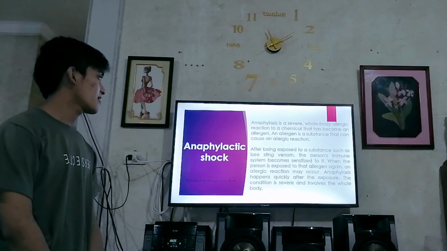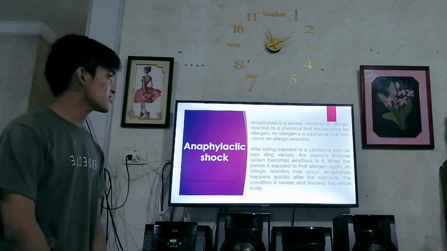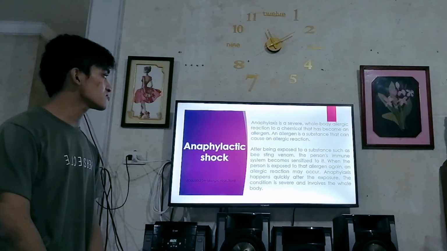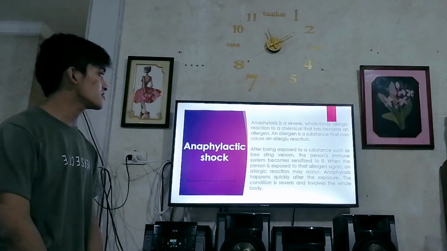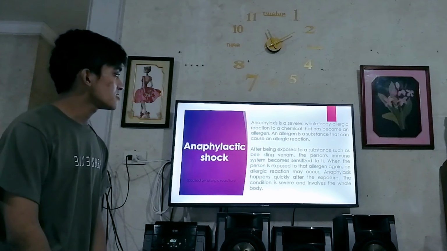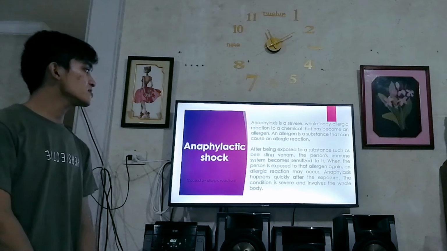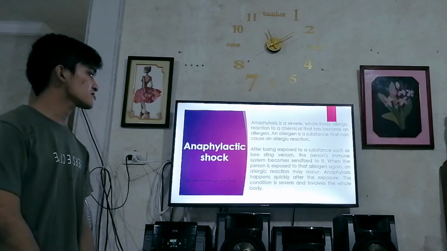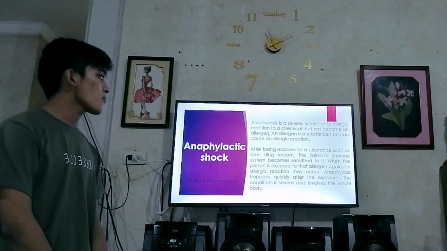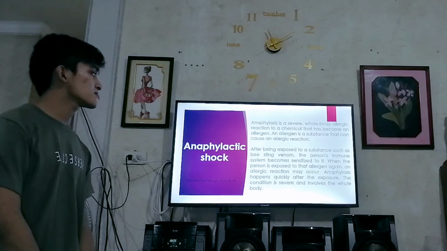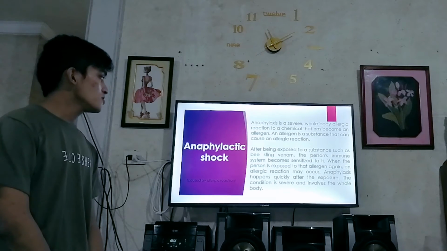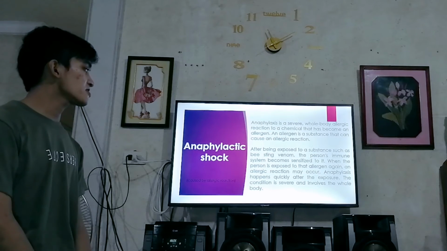Anaphylactic shock. Anaphylaxis is a severe whole-body allergic reaction to a chemical that has become an allergen. An allergen is a substance that can cause an allergic reaction. After being exposed to a substance such as bee sting venom, the person's immune system becomes sensitized to it. When the person is exposed to that allergen again, an allergic reaction may occur.